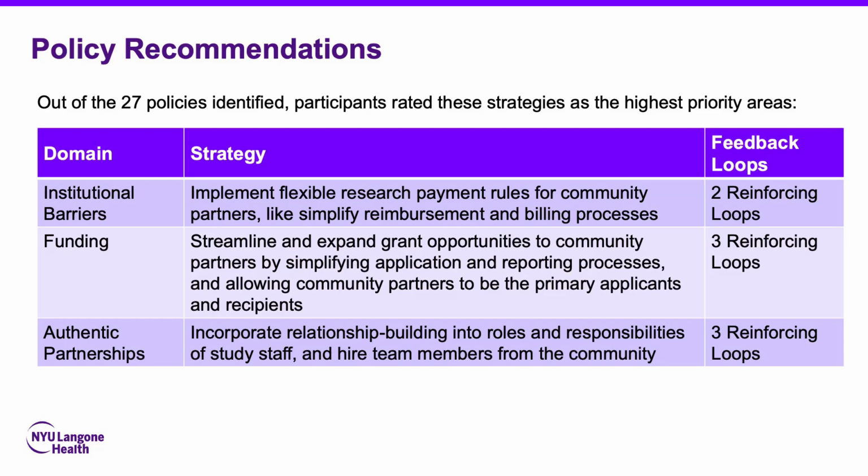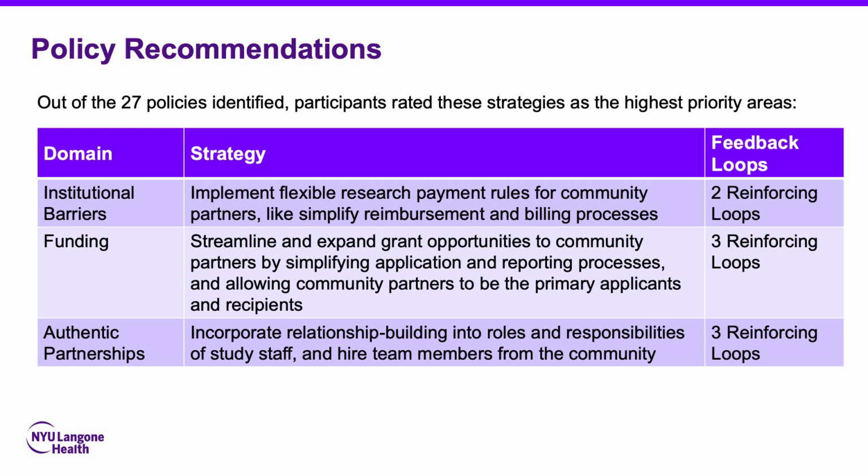I had also mentioned that one of the activities in our final plenary session was having participants rank the 27 strategies based on priority. So we had them rank them based on their impact and feasibility in the grand scheme of all of the recommendations. Here I show the top ranked strategies within each domain. Some of these directly impact the feedback loop that I had shared earlier.